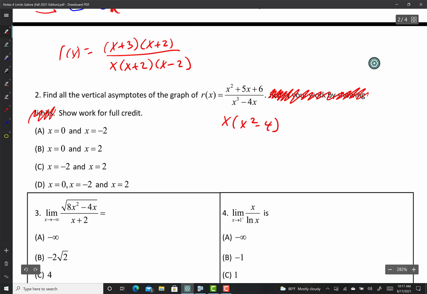Now that I have that, whatever factors I have in the top and the bottom that are the same, that's a hole, and if they're not the same, whatever I have in the denominator that equals 0, that's a vertical asymptote, correct? Yes. All right, so I see that I have an x plus 2 and an x plus 2, so I have a hole at x equals negative 2, but that's not what I want. What do I want? Vertical asymptotes. Because I have x and x minus 2, I have vertical asymptotes at x equals 0 and x equals 2.